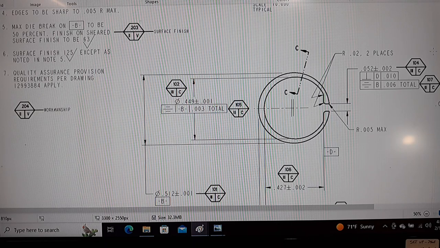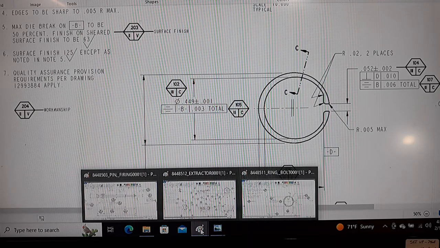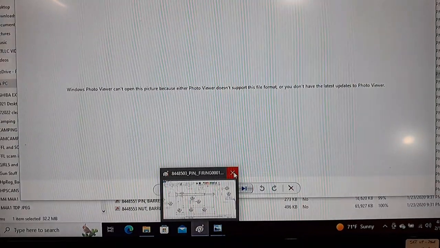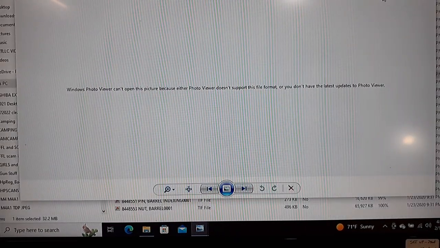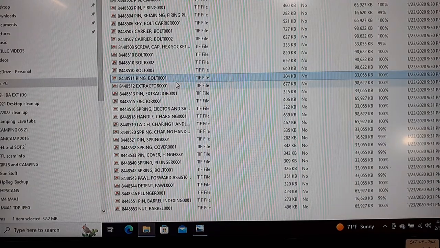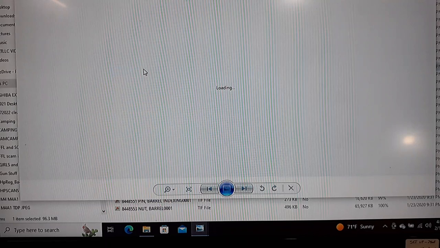One of the other things I wanted to show you, if I can get it up here pretty easily: extractor, the ring bolt, firing pin. Don't want to save that. The bolt, this one here. Very, very, very, very critical.